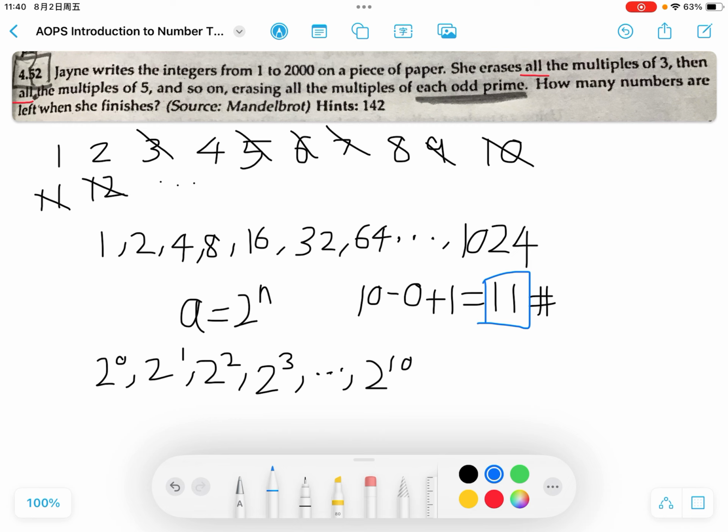The key in this problem is to remember that we erase all the multiples of 5 and 3, all the multiples of every odd prime, including the prime itself. So we're not trying to count the number of prime numbers here plus the number of powers of 2. We're only trying to count the powers of 2, because those are the only numbers that haven't been erased by not being a multiple of any odd prime.